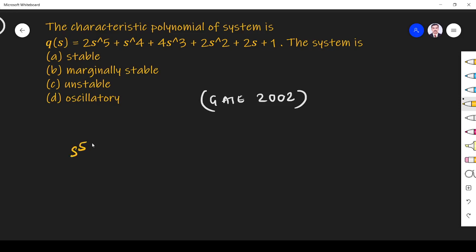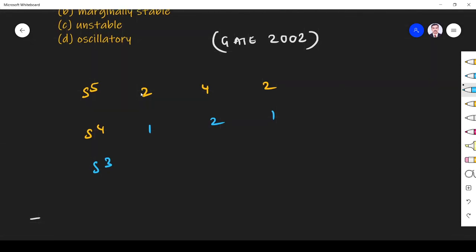As given, we write the Routh array. For s power 5, the odd components we have to take are 2, next 4, and the next odd component 2. Then for s power 4, the even components, we write in a different color. S power 4 coefficient is 1, s squared coefficient 2, s power 0 coefficient is 1. Next I find the s cube coefficient. This is cross multiplied, 4 minus 4, 0. Then cross multiplied, 1 into 2, 2 minus 2, 0. So it is a row of 0.